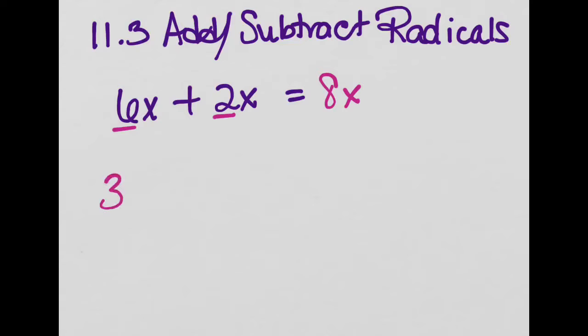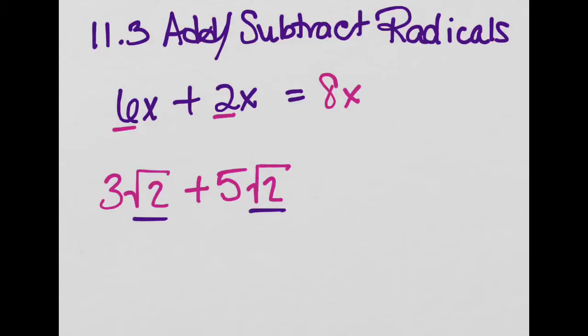If I have something like 3 times the square root of 2 plus 5 times the square root of 2, I treat this radical as though it were a variable. So I just work with the coefficients, the 3 and the 5. I add those and I keep the same radical. I cannot combine those because I'm not multiplying, so it stays as that same radical, 8 times the square root of 2.